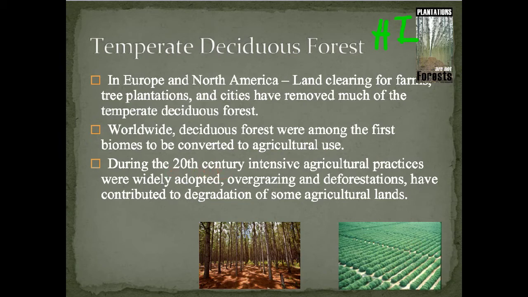During the 20th century, intensive agricultural practices were widely adopted. Overgrazing and deforestation have contributed to the degradation of many of these agricultural lands. So, as we perform poor practices with this agricultural land, after each cycle of planting crops and harvesting, the soil and the area is less fertile for more agricultural use. So these intensive agricultural practices have degraded these areas for future growth.